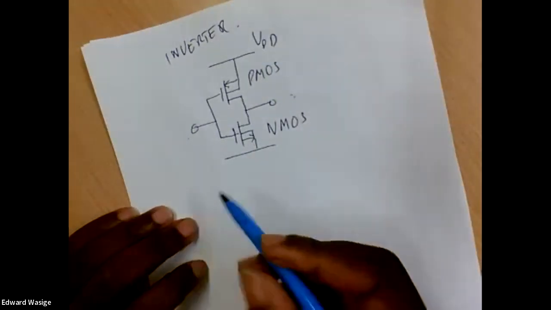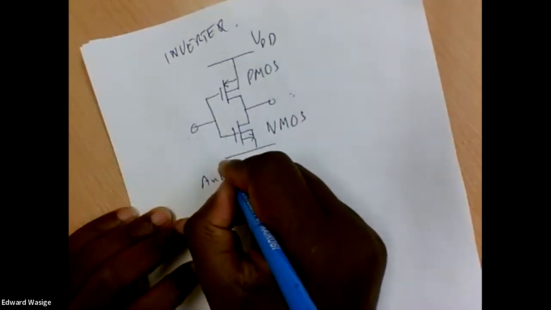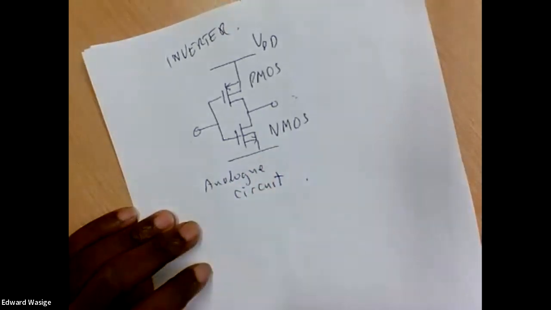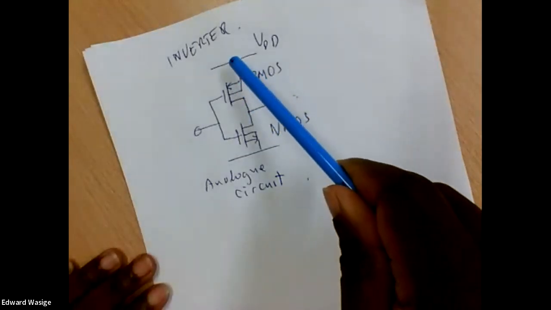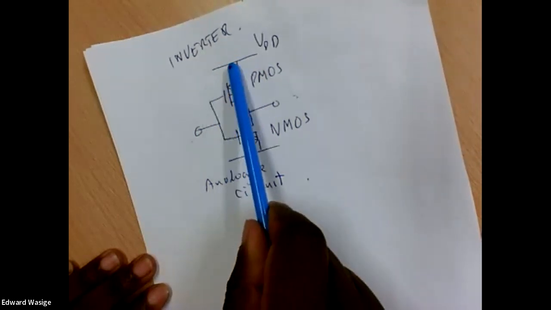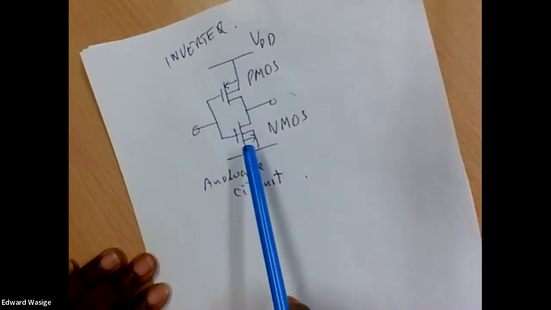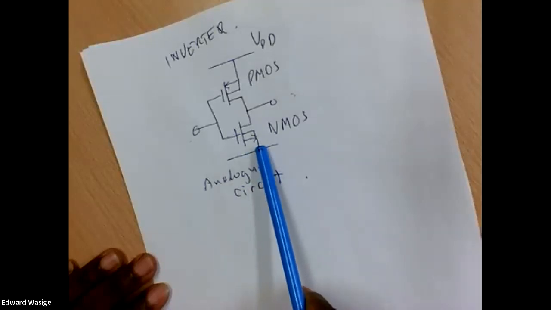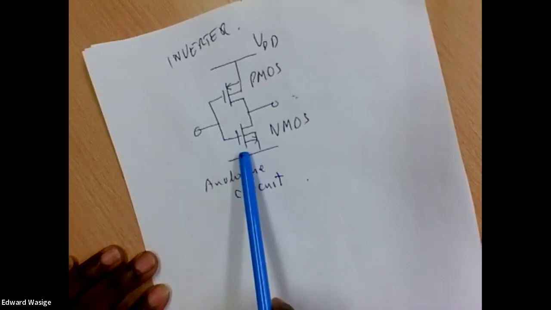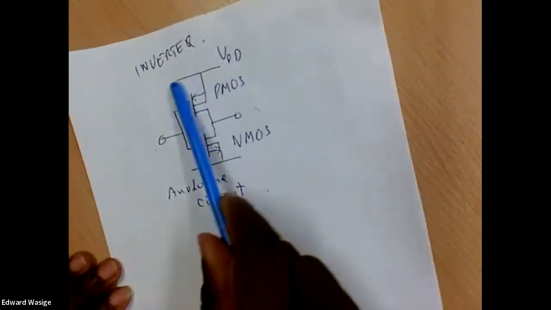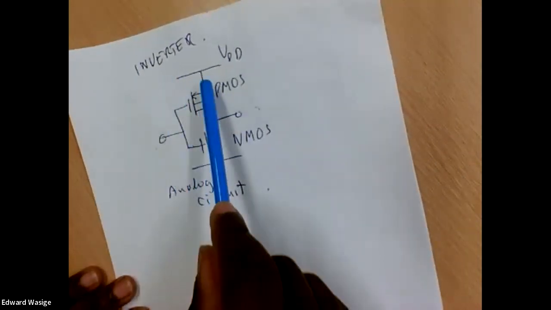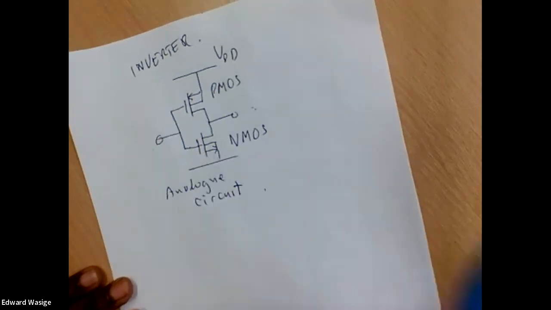But actually, in analog VLSI, I would draw the circuit like this. My source for the PMOS is connected to higher potential. The gate is at lower potential. My control voltage is a negative voltage here. For the NMOS device, the source is always connected to the lower potential. The gate will be at higher potential. My control voltage here is always positive.